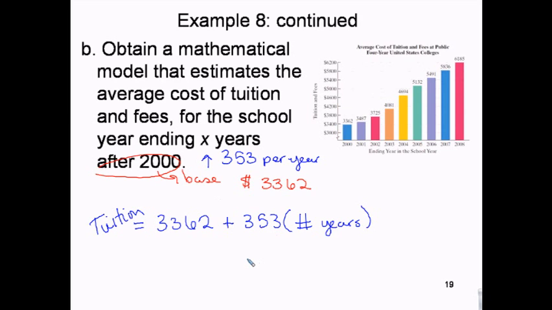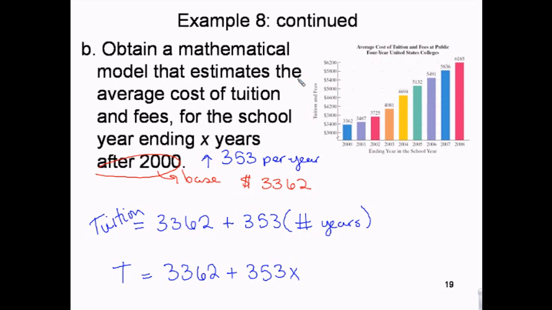Now we want to put this in variables. So I'm going to call tuition capital T. And we'll call the number of years X. So that's our actual model. And that's how we figured out how to write the model. We said, okay, we'd start with the 3362, and then we're going to add 353, and then we'll add 2 353s, and then we'll add 353s. And so that helps you to figure out, okay, I need to multiply 353 times the number of years. Does that make sense?